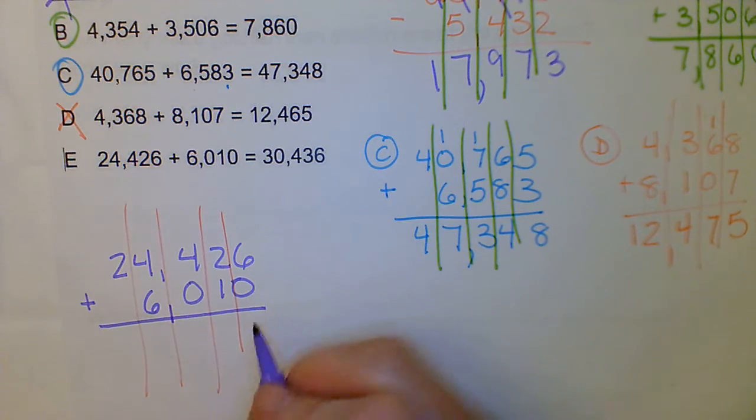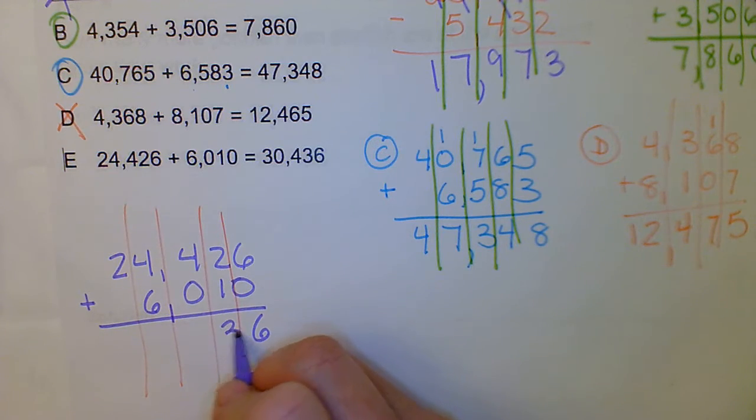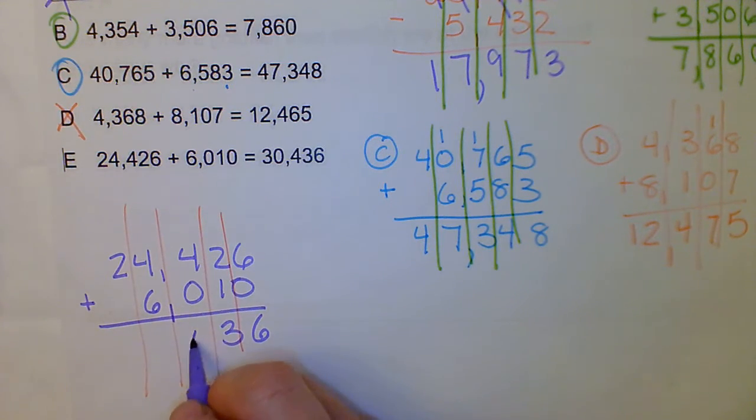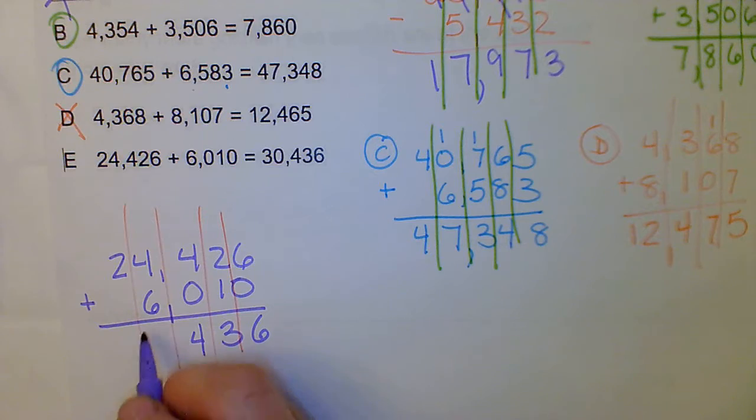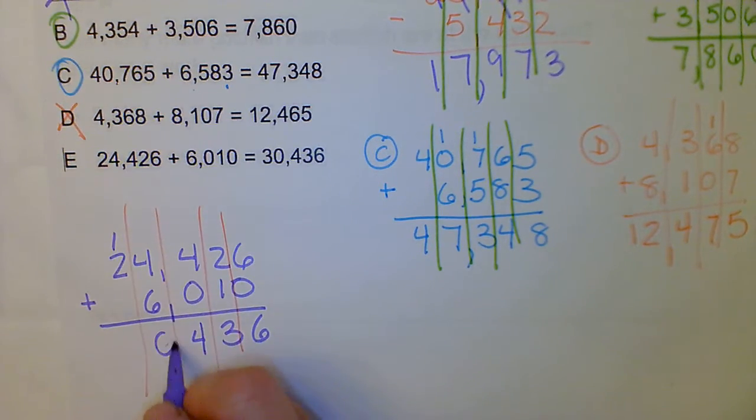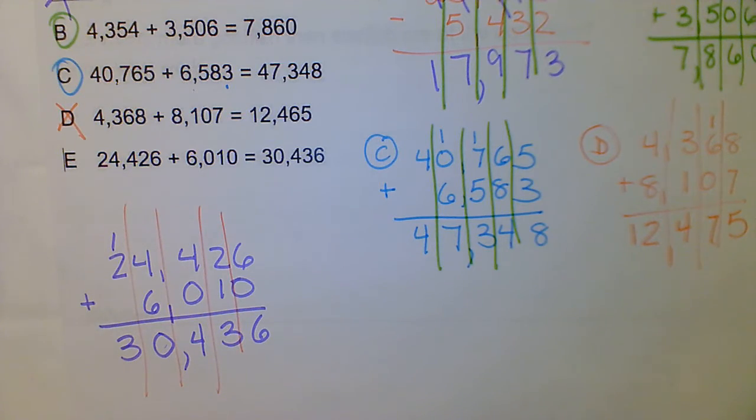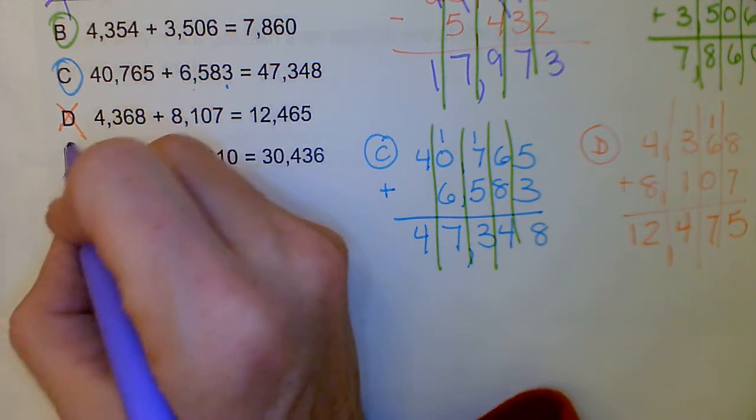6 plus 0 is 6. 2 plus 1 is 3. 4 plus 0 is 4. 4 plus 6 is 10. I can't write 10 here. I have to regroup. And 1 plus 2 is 3. And I get 30,436. And it's a match.